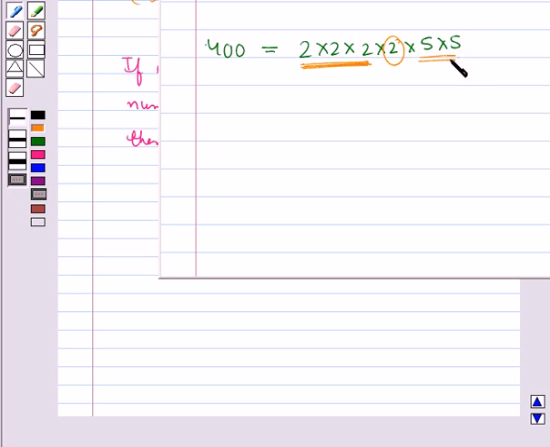It is not a triplet. As you can see, each factor does not appear 3 times in the prime factorization of the given number 400. So we say that 400 is not a perfect cube.